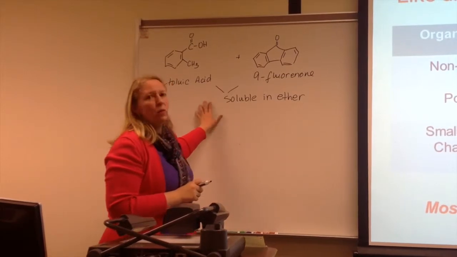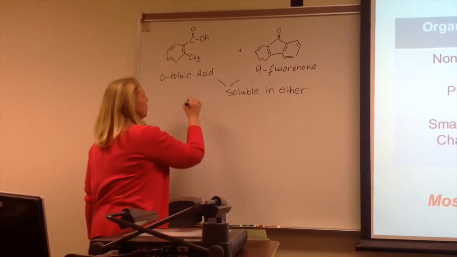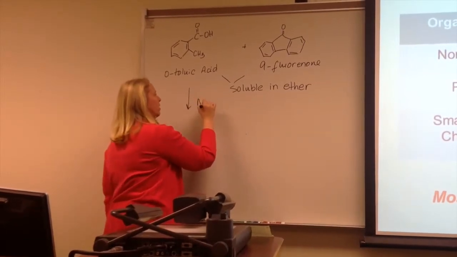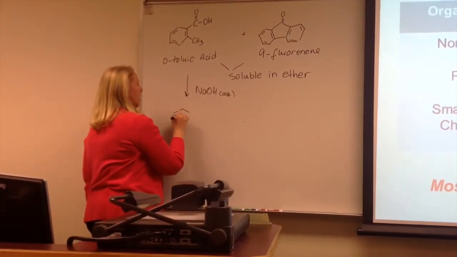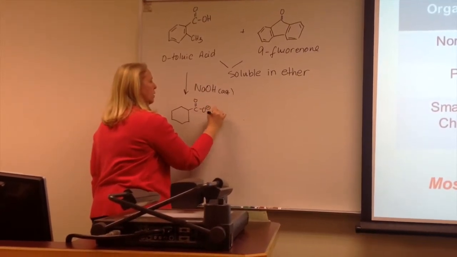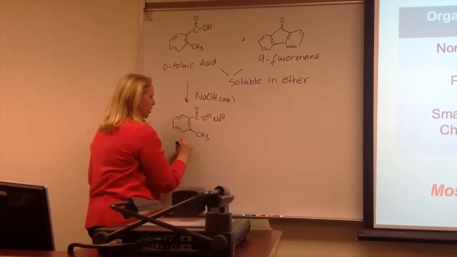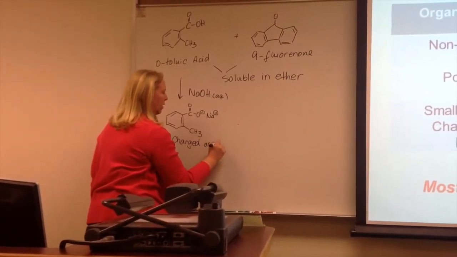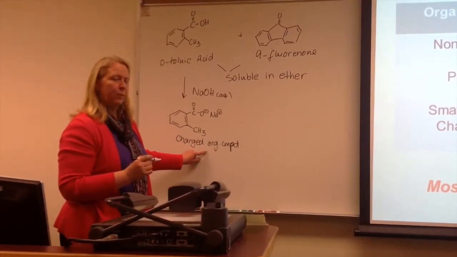So now we need to manipulate one of them to make it more soluble in an aqueous environment. Since this is an acid, we can just do a straightforward acid-base extraction, or acid-base reaction. We're going to take some sodium hydroxide and deprotonate that acidic proton and basically form a salt. So now we have a charged organic compound, and this is going to be soluble in an aqueous environment.